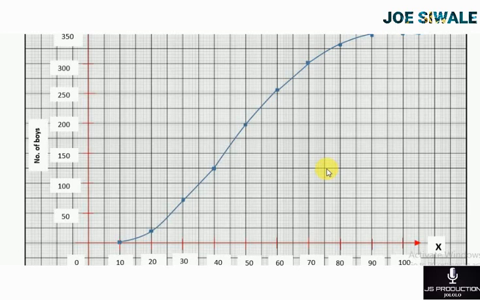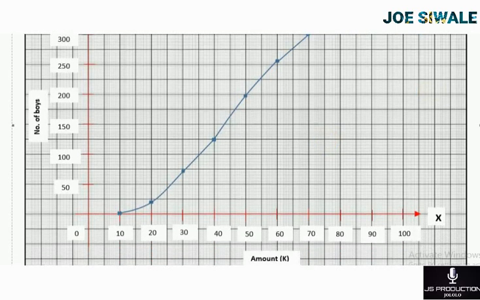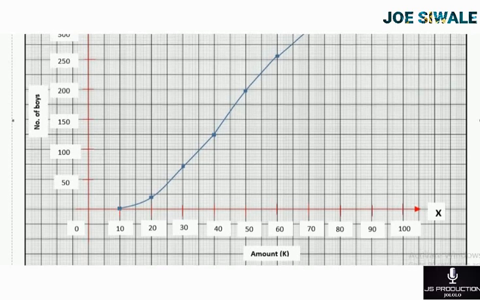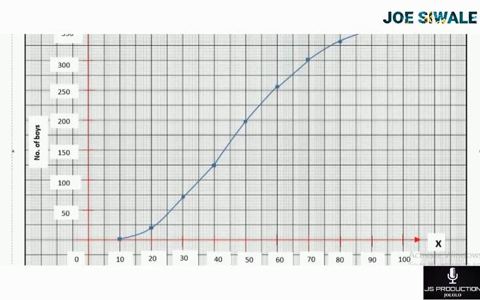So to draw my smooth cumulative frequency curve using a horizontal scale of 2 centimeters to represent 10 kwacha and a vertical scale of 2 centimeters to represent 50 boys, the first thing that I'm going to do is to draw the horizontal scale of 2 centimeters to represent 10 kwacha. So I'm going to have 10 divisions. I have 10, 20, 30, 40, 50, 60, 70, 80, 90, and 100. And I'm going to put my x-axis at the far end and the amount in kwachas.